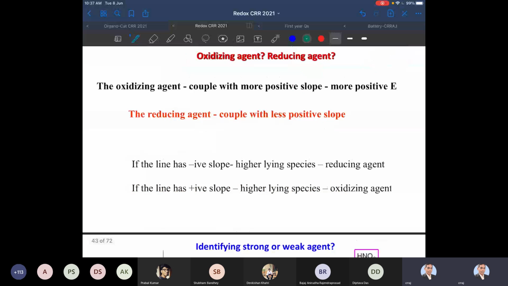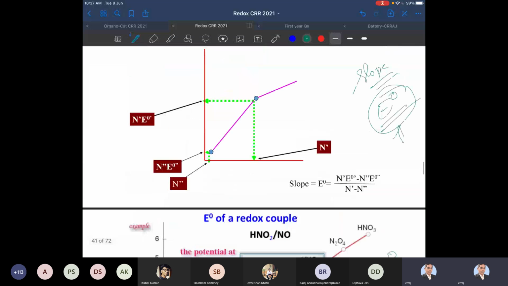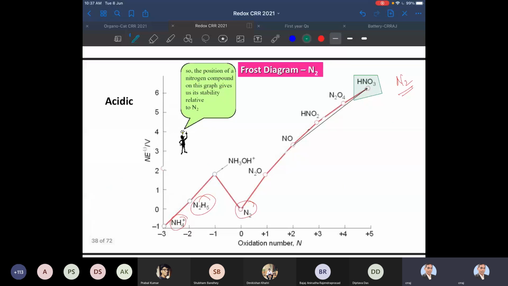You will understand why I did this here. You will be able to see it in a couple of slides, whether oxidizing or reducing. Already I have mentioned in the earlier diagram that the species HNO3 is oxidizing. If you look at this one, it is a powerful oxidizing agent. It occupies the top right corner.